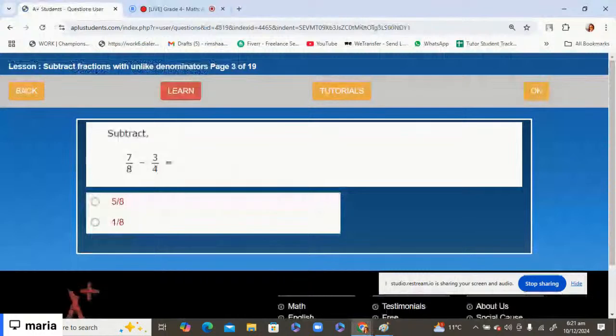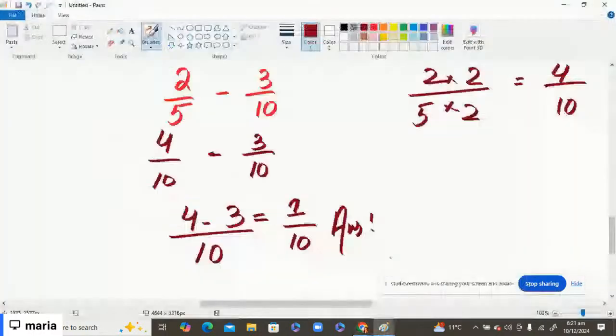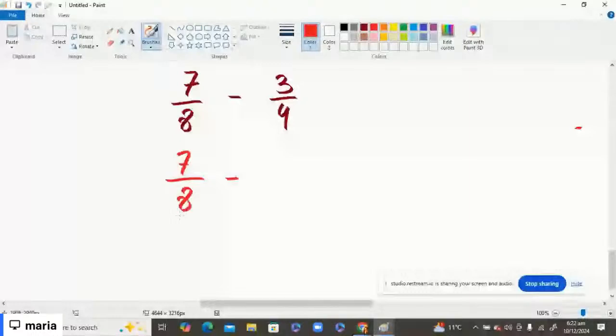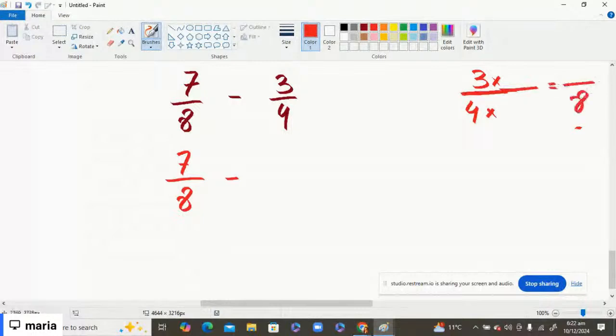7 by 8 minus 3 by 4. Let's do it. Check it. 7 by 8 minus 3 by 4. So 7 by 8 is the same, so we're putting 7 by 8 here. Okay. Now here it's 3 by 4. Multiply and divide with which number? 4 times which number is 8? Think about it, everyone, and then tell me. I'm waiting.